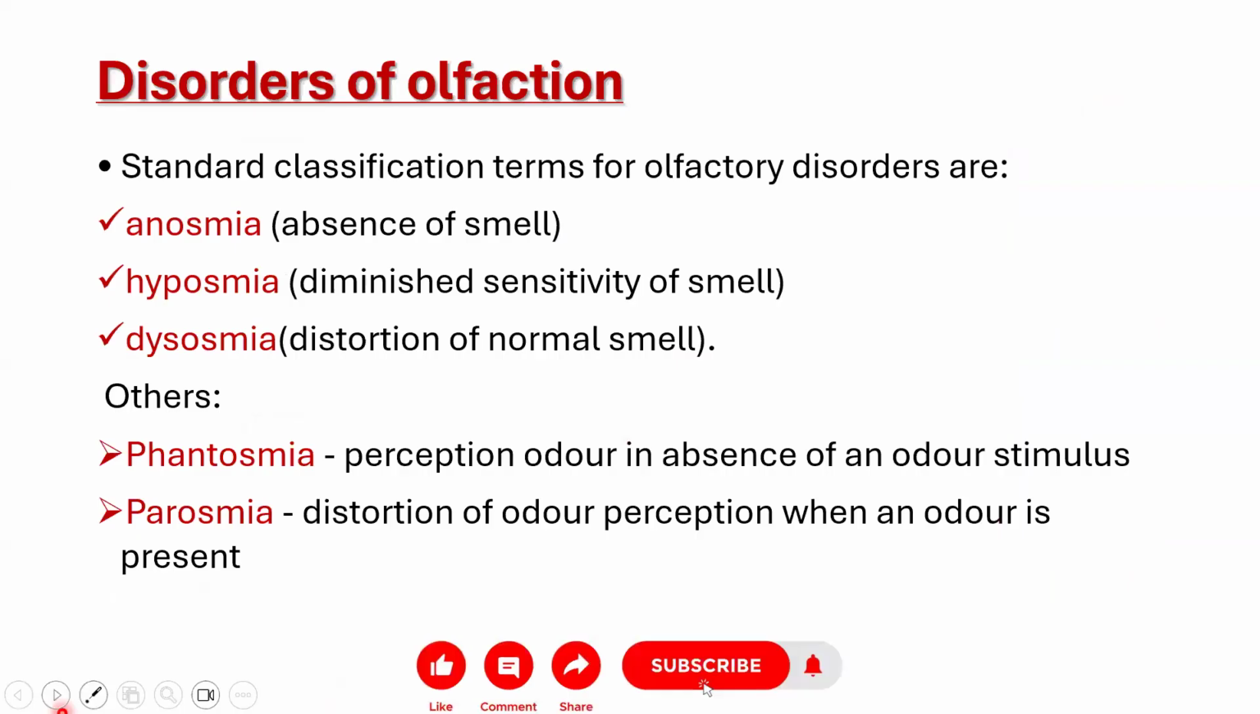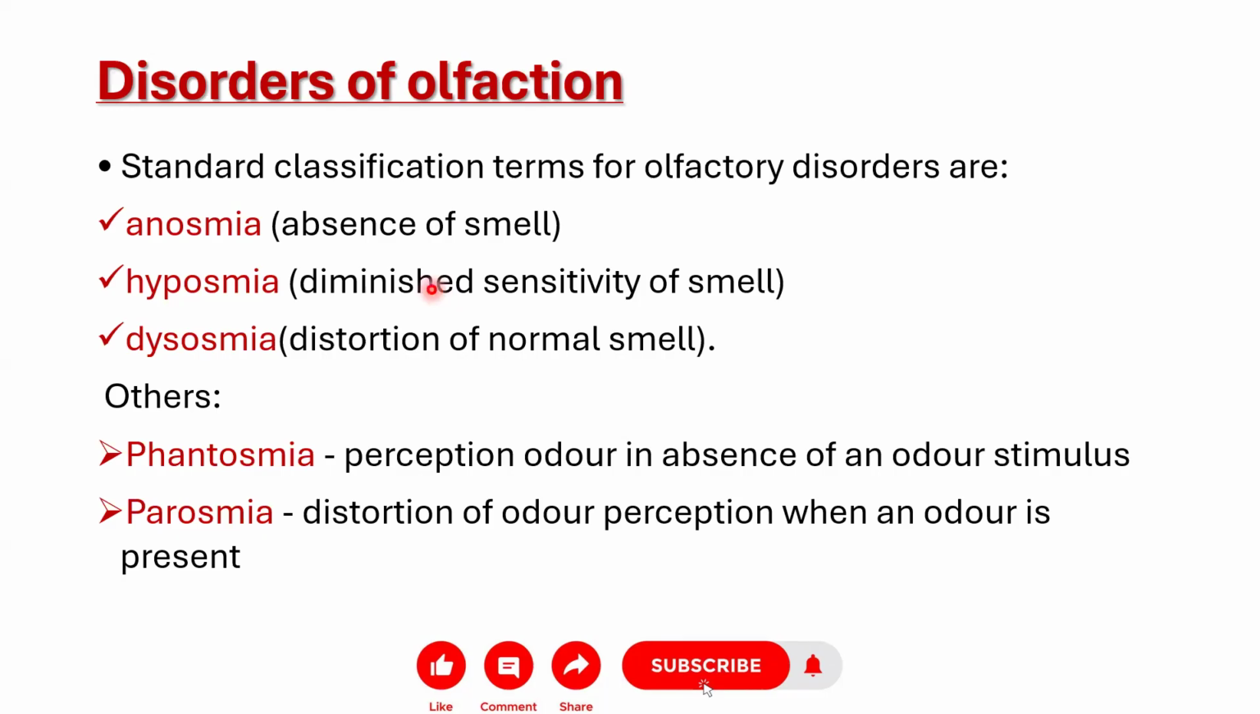What are some of the disorders of olfaction? You can have anosmia. Anosmia is complete absence of the smell. Hyposmia is diminished sensitivity of the smell. Dysosmia is distortion of the normal smell. Yes, the smell is there, but it's distorted.